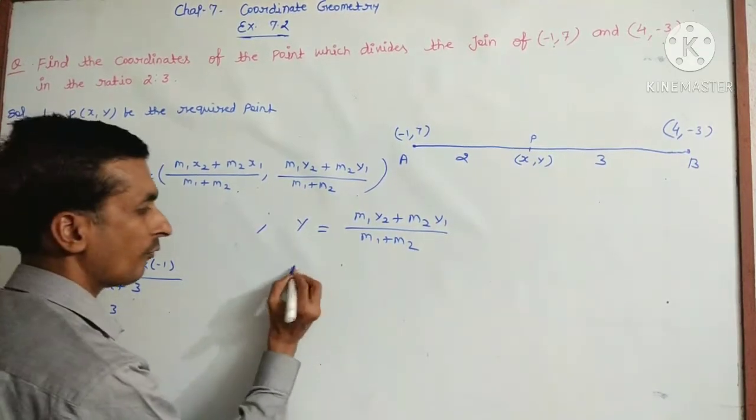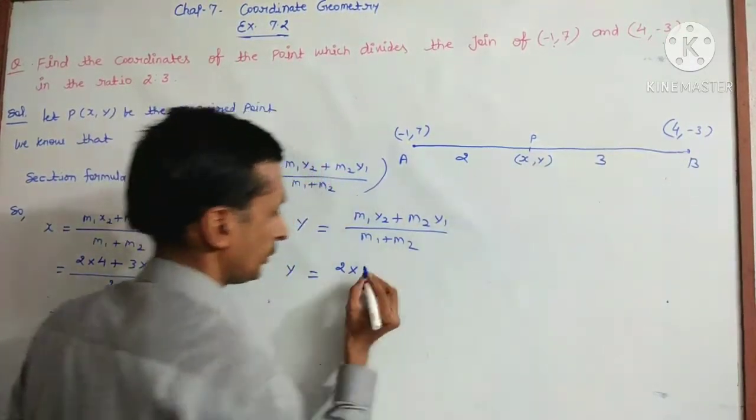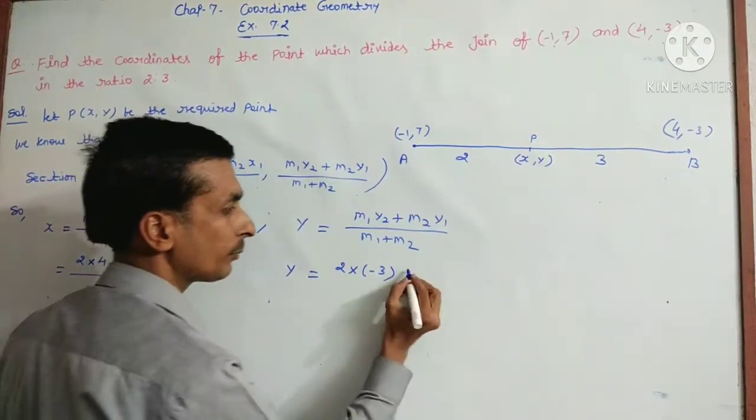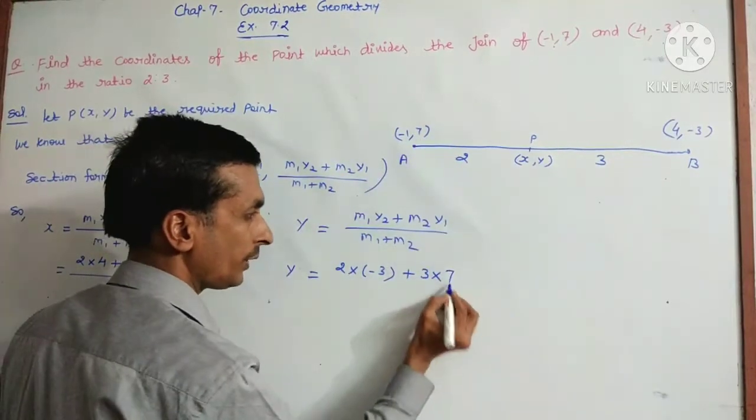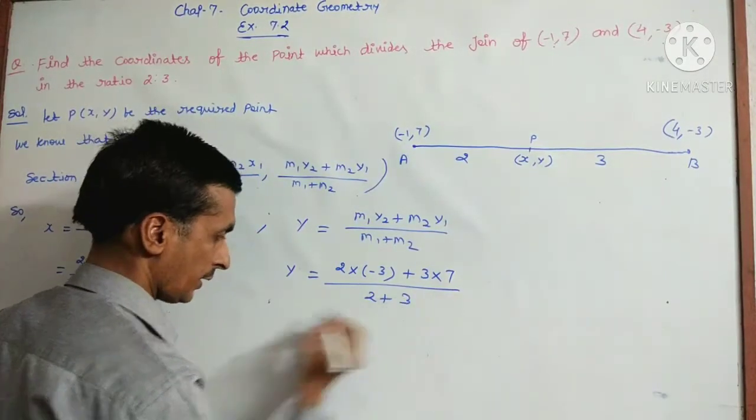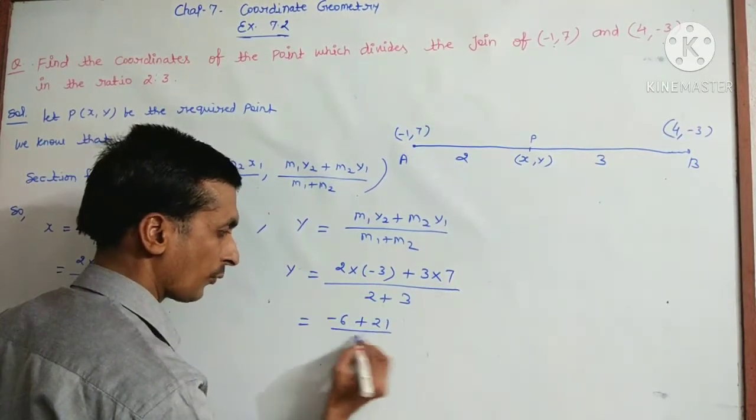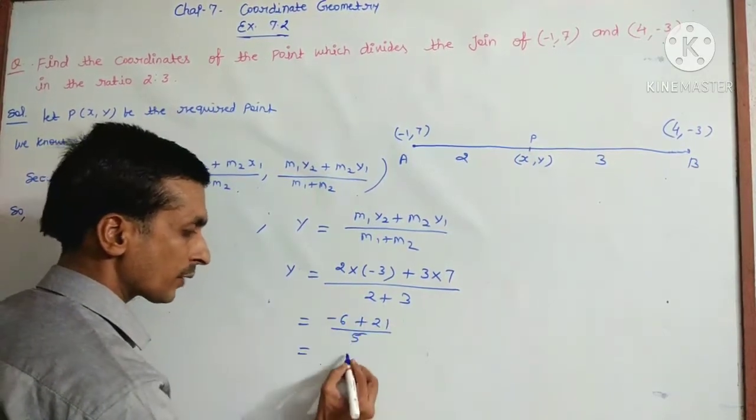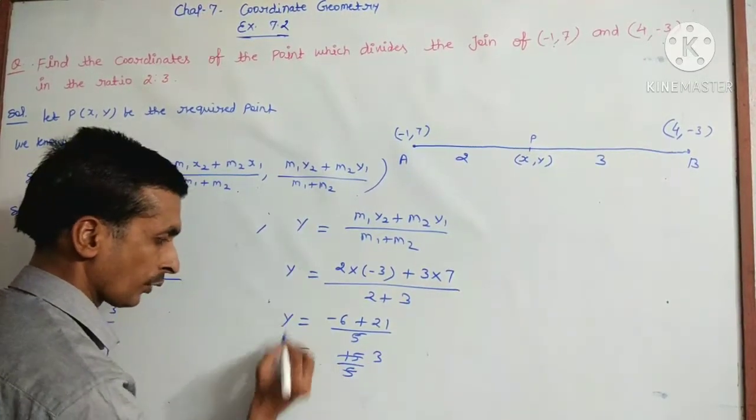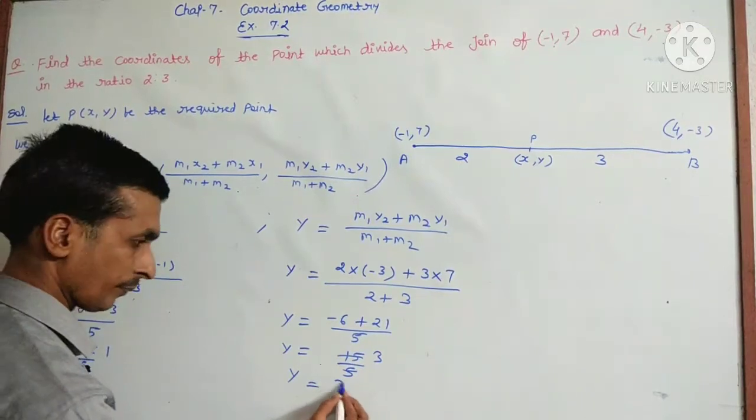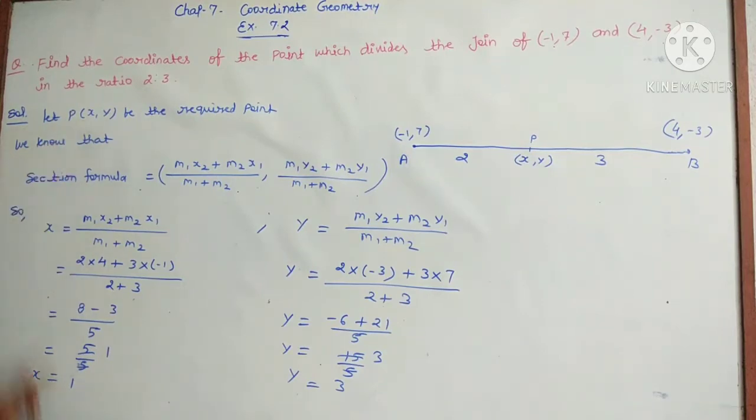Similarly, you will find out the value of y. Value of m1 is 2, y2 value is minus 3. So 2 into minus 3 plus m2 value is 3, 3 into y1 value is 7, upon 2 plus 3 as it is. 2 times 3 is 6, minus 6, 7 times 3 is 21, upon 5. 21 minus 6 is 15, the bigger number is positive, so plus 15 upon 5, divided, is 3. So value of y is equal to 3. Okay, so we will get the coordinate of P (x, y). X value is 1 and y value is 3.